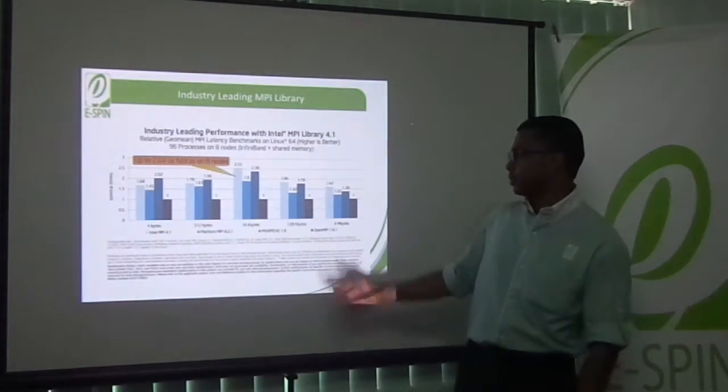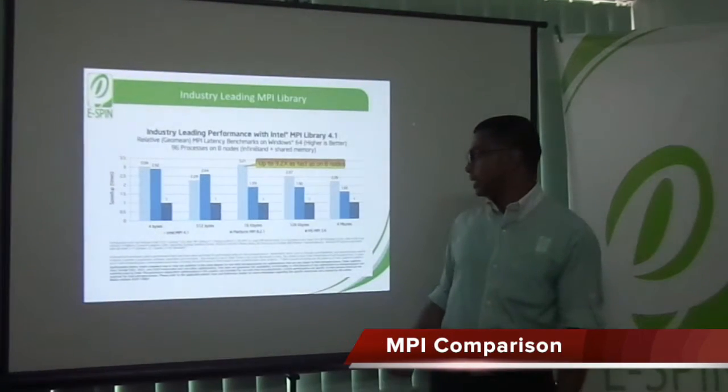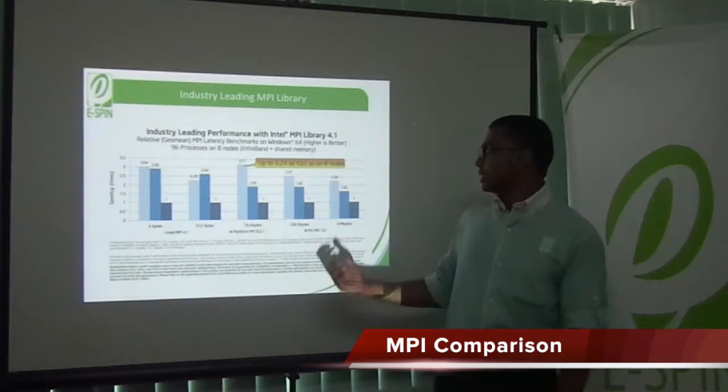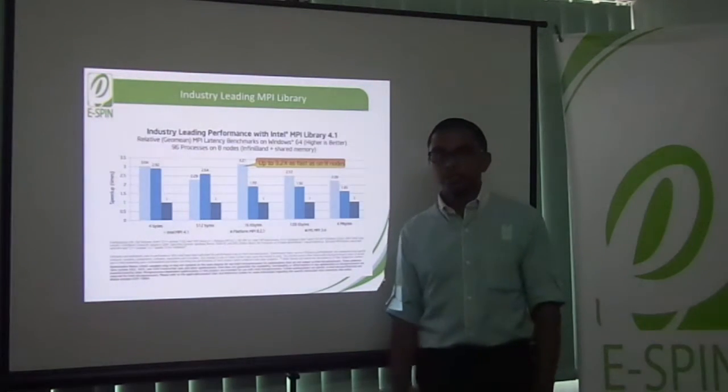And the next comparison is the MPI library compared to other similar libraries, Platform MPI and MS MPI 3.4. In this scenario, it's actually 3.2 times as fast compared to the others, but on the same 8 nodes as before.